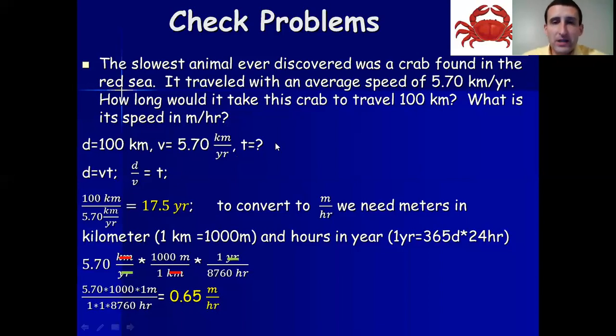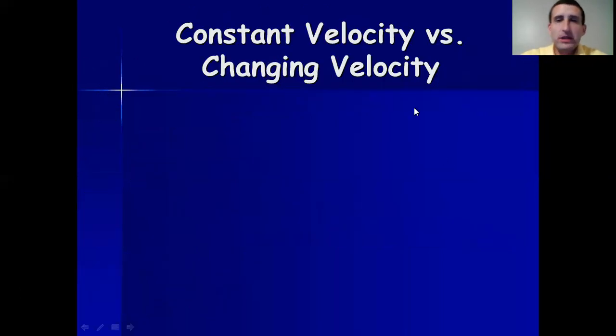So that's velocity, specifically the simple problems with a constant or an average velocity. Now we're going to move on to discuss the fact that in the real world that you and I live in, velocities are rarely constant. Velocities are almost always changing.